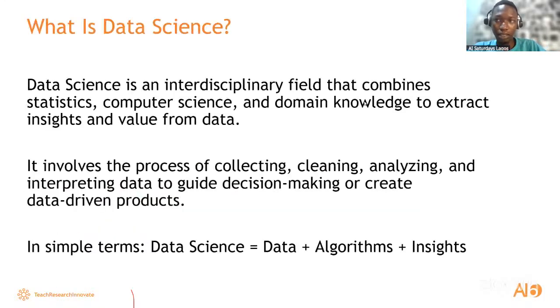So data science is an interdisciplinary field. It combines a lot of fields, and it involves the process of collecting, cleaning, and analyzing data to guide decision making and create data-driven products. Data science is about gathering data, using your algorithms, and then deriving insights. That's basically what data science is all about.